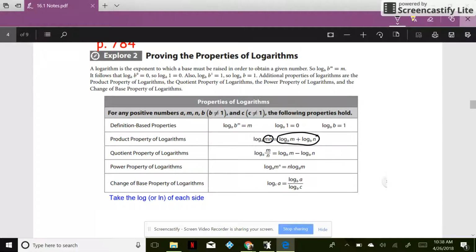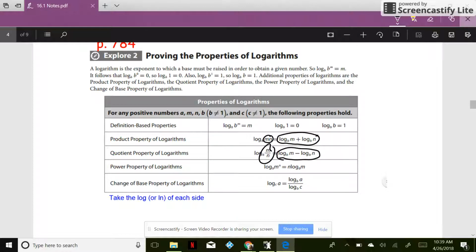That's similar to before. If we were multiplying with the same base, we added the exponents. So if we're adding the logs, we're multiplying the terms. Same idea with the next one. It follows the quotient rule. When we had the exponent rules, if we were dividing in the same base, we subtracted the exponents. So if we're subtracting our logs, we want to divide them.